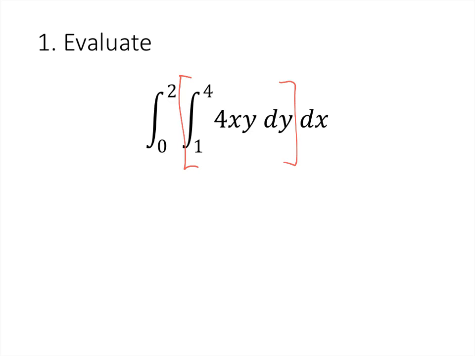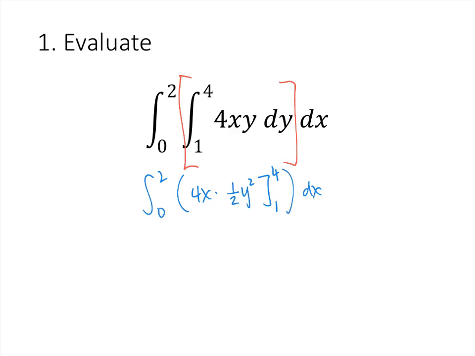So if we want to integrate 4xy with respect to y, remember the 4x is going to be a constant. So that integral is just going to be 1/2 y squared multiplied by that constant multiple 4x. We'll evaluate that from y equals 1 to y equals 4, and then whatever we get from doing that, we will integrate that with respect to x.